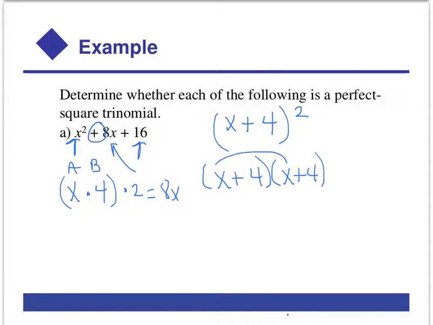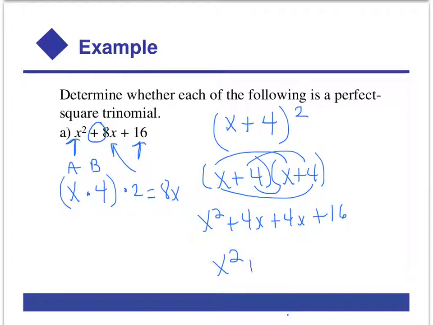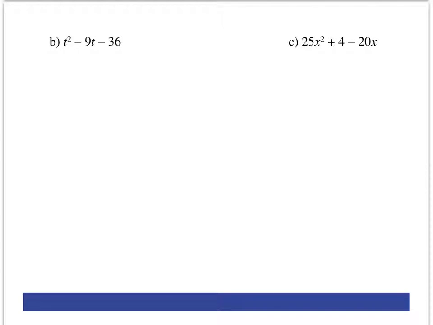FOIL it, and I'm going to show you what happens. So we get x squared plus 4x plus 4x plus 16. Gather like terms, so you get x squared plus 8x plus 16. So that's how it works. So let's look at these and see if these work.